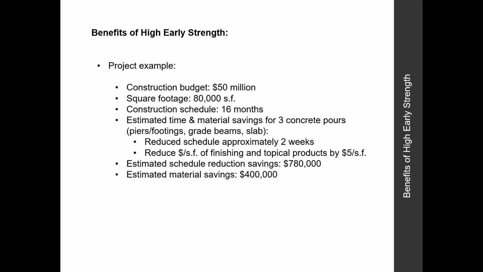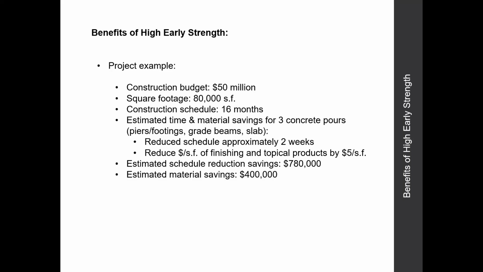I did a quick cost example of the benefit of high early strength. I talked to a few contractors, and these are some rough numbers. There are a lot of variables in this, but I just wanted to give another example. The example I did here is a $50 million budget, 80,000 square feet, and a 16-month schedule. The estimated time and material savings for the concrete pours was about 2 weeks with the higher early strength.